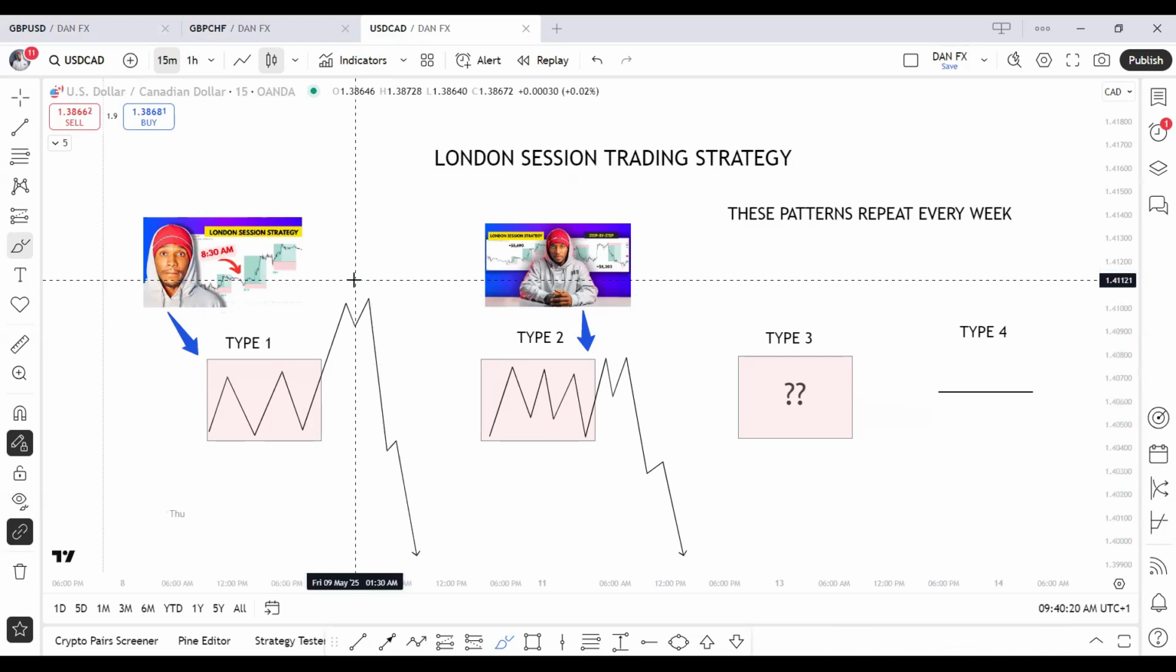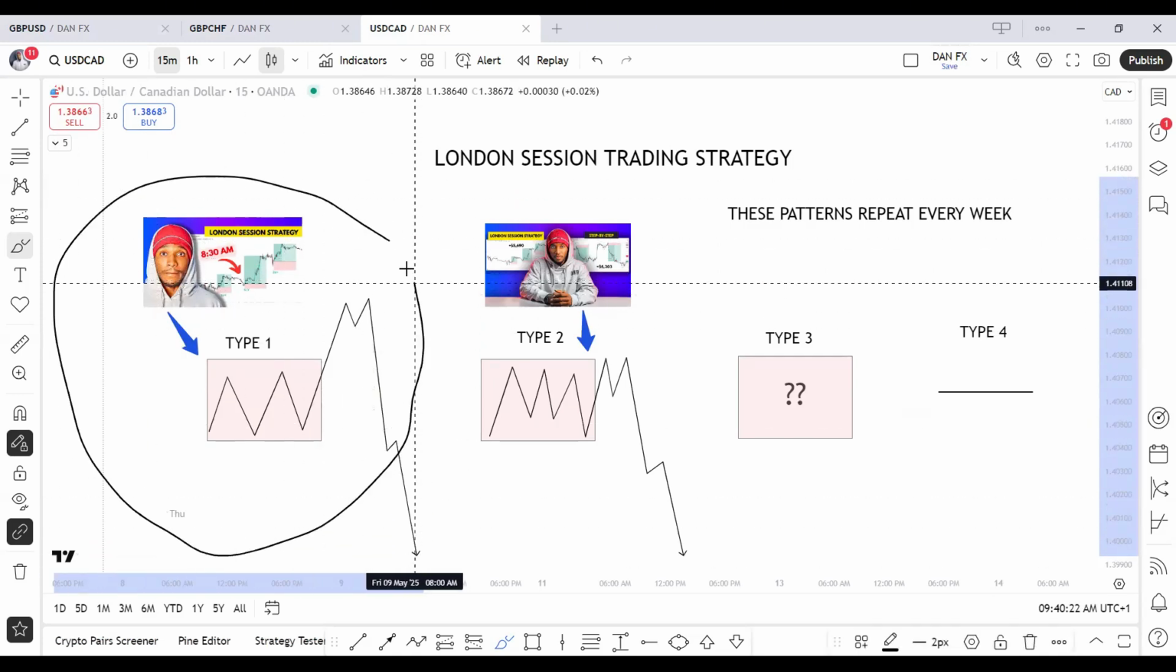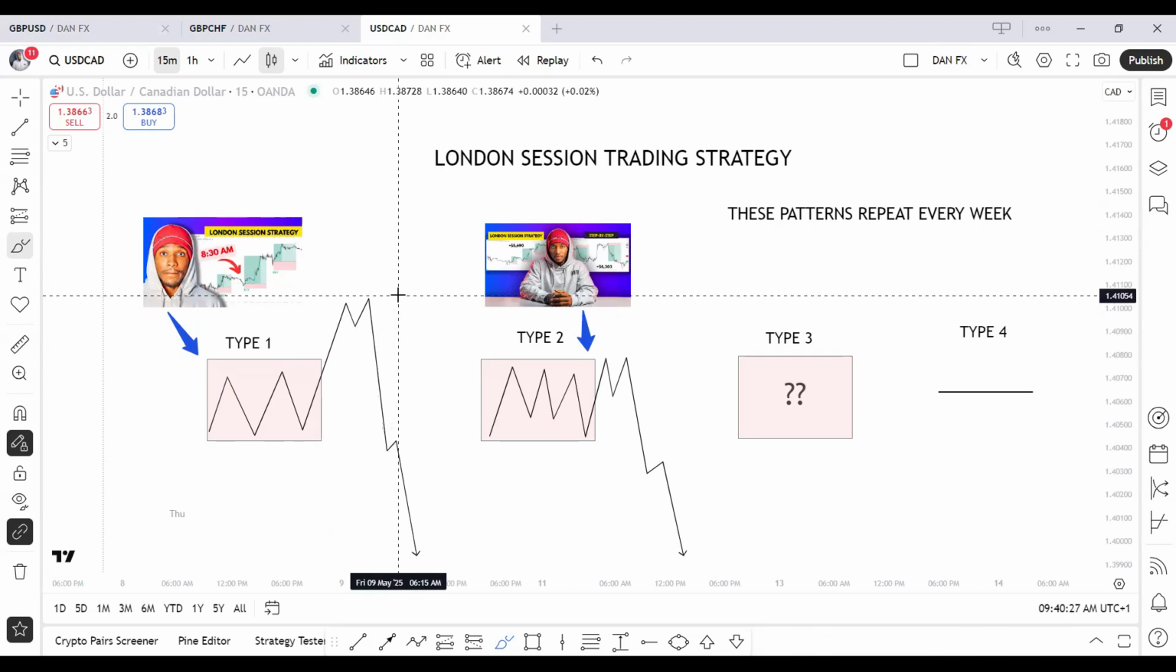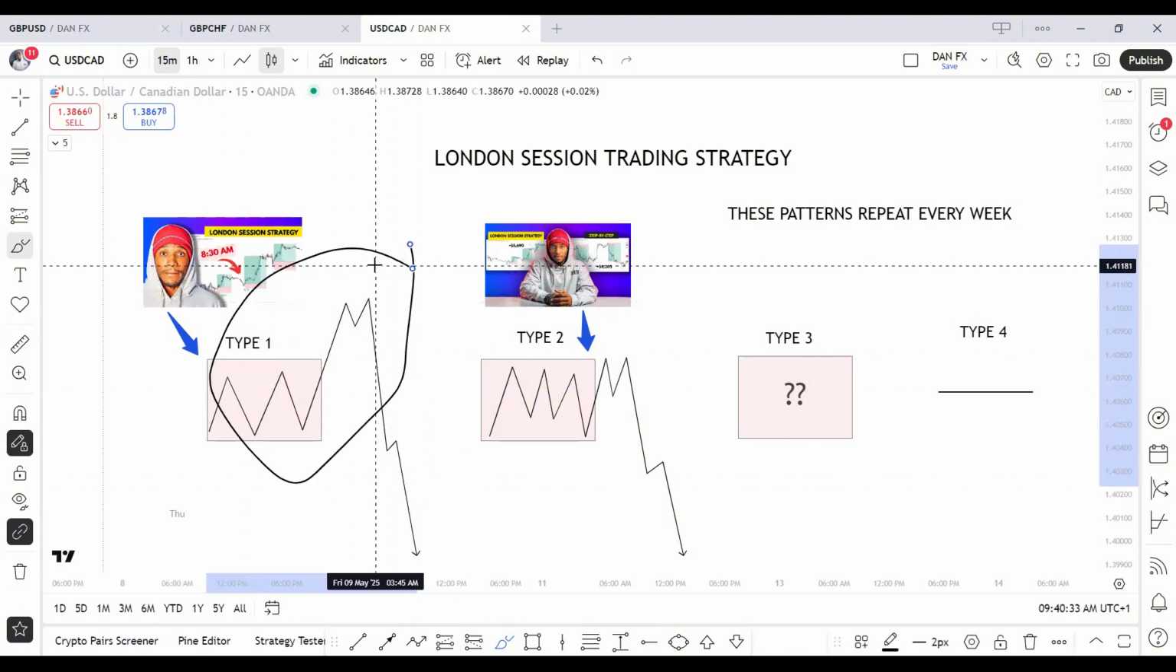And that is exactly this pattern that you see here today. So what I'm teaching you is actually something that works. It's something that I've been using to trade. I learned it in 2020, 2021 around that area, right? But over the years, I've refined it to make it better, right? So this is the strategy. This is type one, right?